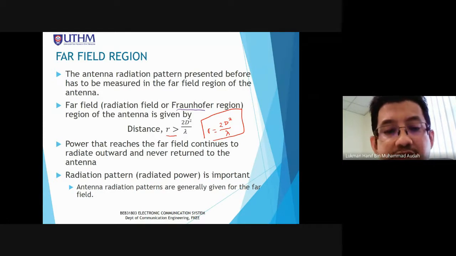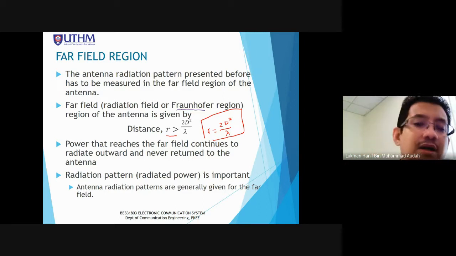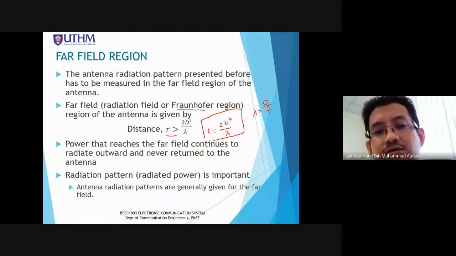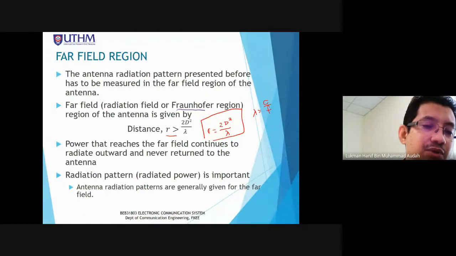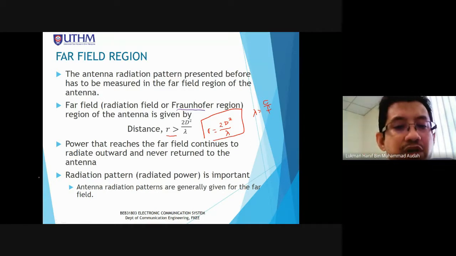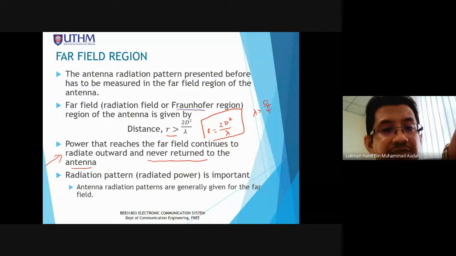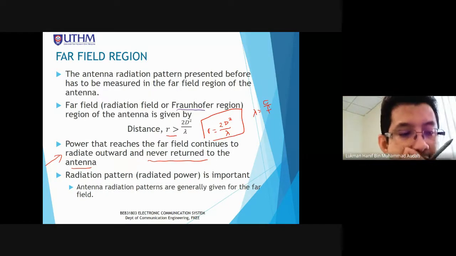Okay, yang mana D di sini adalah antenna diameter, the surface antenna diameter, dan lambda adalah panjang gelombang. Lambda bersamaan dengan C over F. Okay, so lagi tinggi nilai frekuensi, lagi kecil nilai lambda. So it is said that in Fraunhofer region, the wave that already reached the Fraunhofer region will continue to radiate outwards and never return to the antenna. So gelombang yang telah sampai kepada Fraunhofer region, dia akan terus ke depan. Dia tidak akan ada pantulan semula ke arah antena.